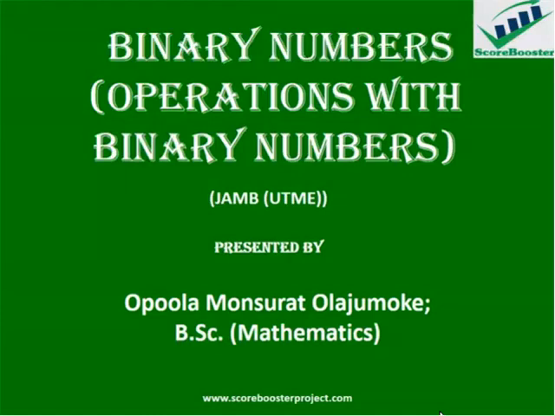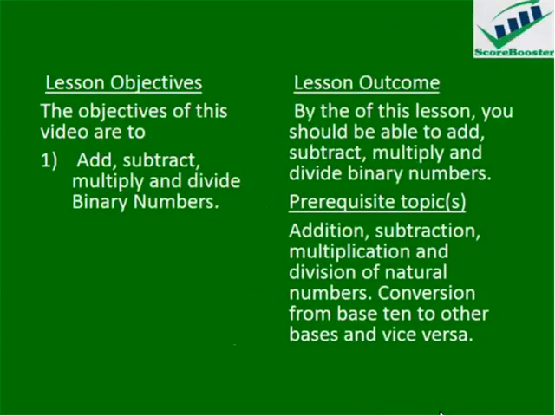I believe you must have been taught some things on binary numbers, like conversion of base 10 to other bases and vice versa. What binary numbers are all about: you should know that binary numbers comprise of zeros and ones. The highest digit or bit in a binary is 1. So the only numbers that we can have in a binary number are zeros and ones.